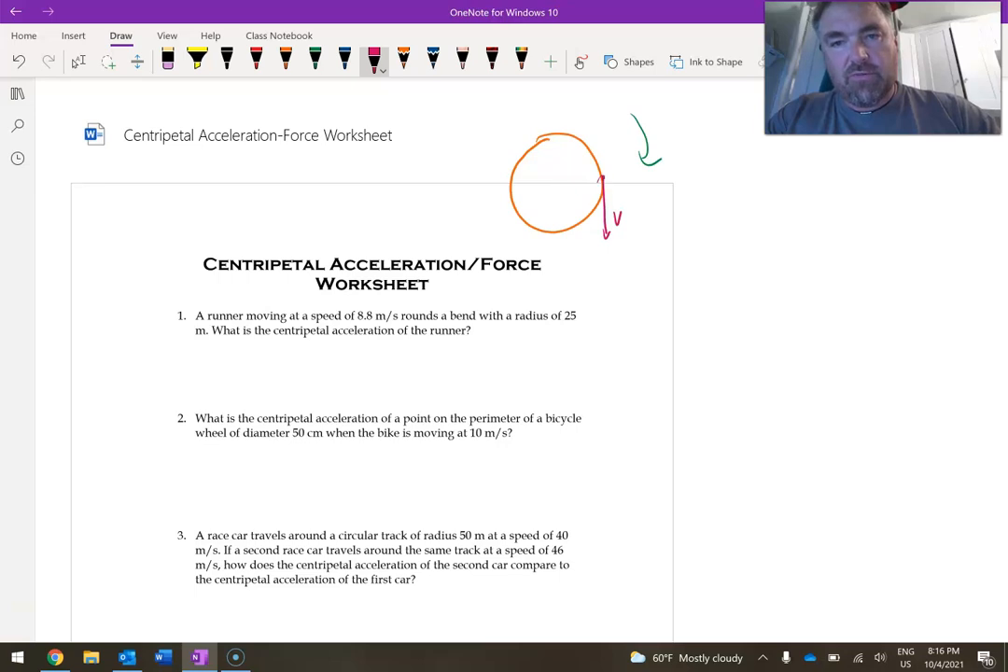So if I were to let it go, if the object were right here and I let it go, it would be shooting down. If we're over here, it would be over. If we're right here, it would be up. If we're right here, it would be over to the right. So that's the direction of velocity.